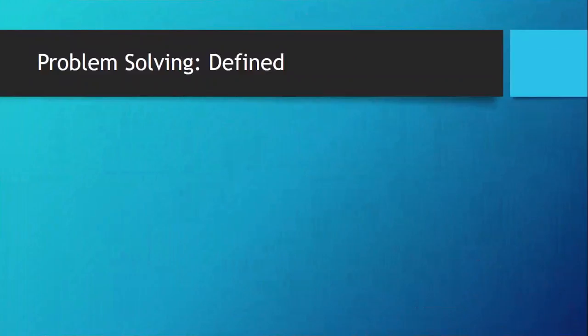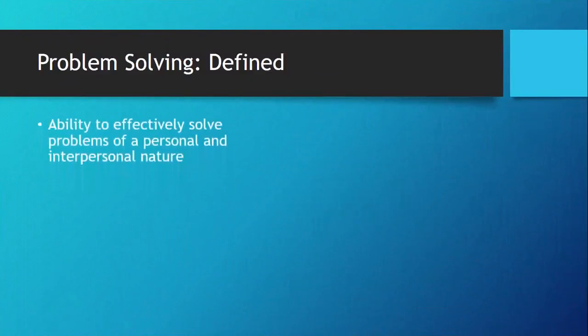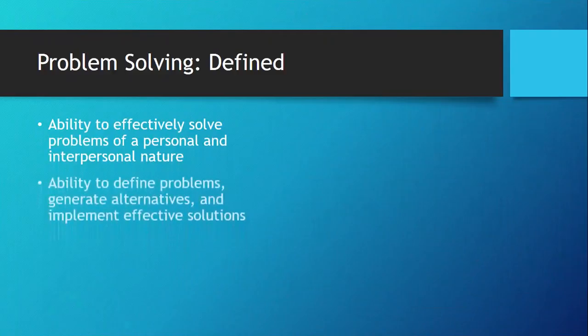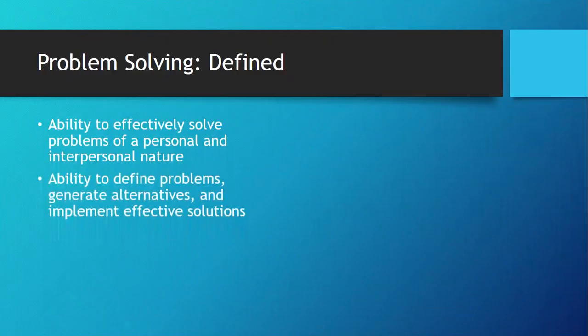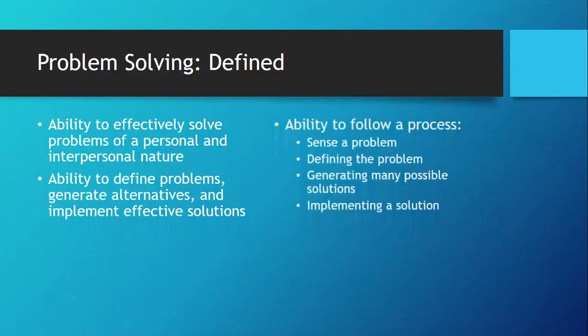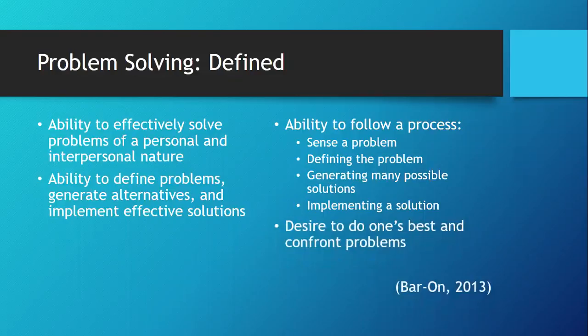We're going to move on now to problem solving, which is defined as the ability to effectively solve problems of a personal and interpersonal nature. The ability to define problems, generate alternatives, and implement effective solutions. It really is a process. It is a sense to be able to sense a problem, then define that problem, generate many possible solutions for that problem, and then implement one of those solutions. At the end, it's a desire to do one's best and confront problems directly.